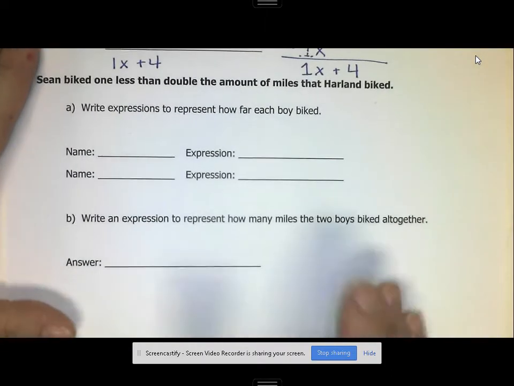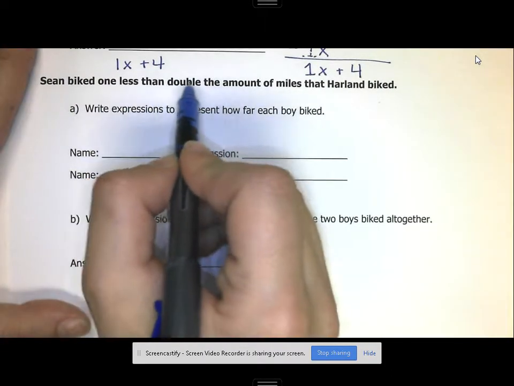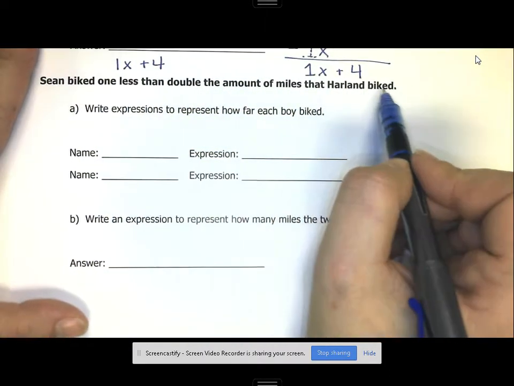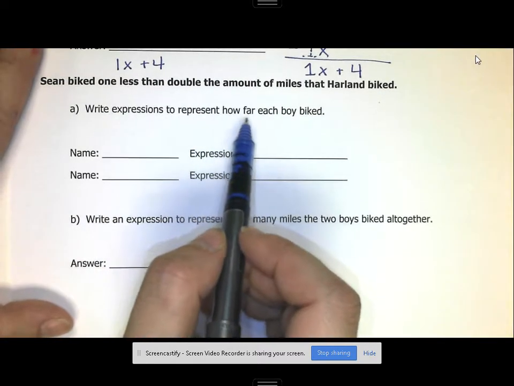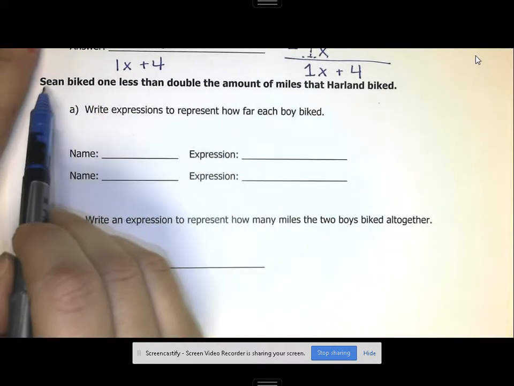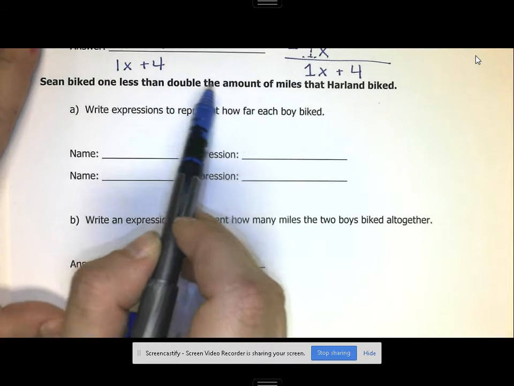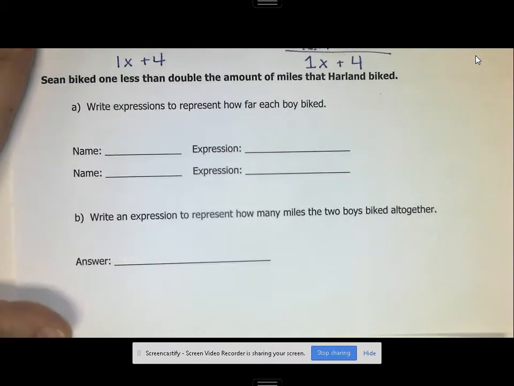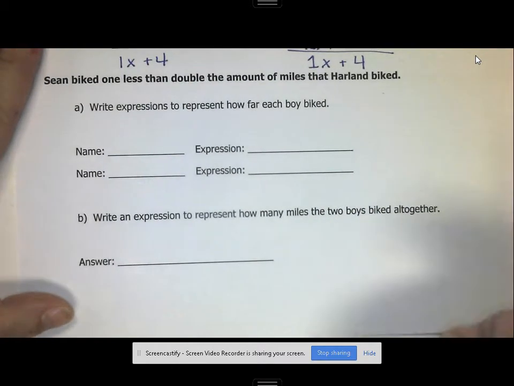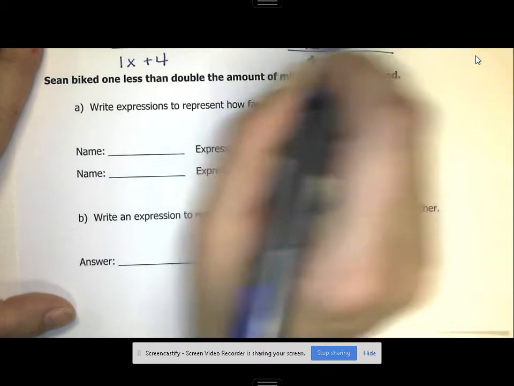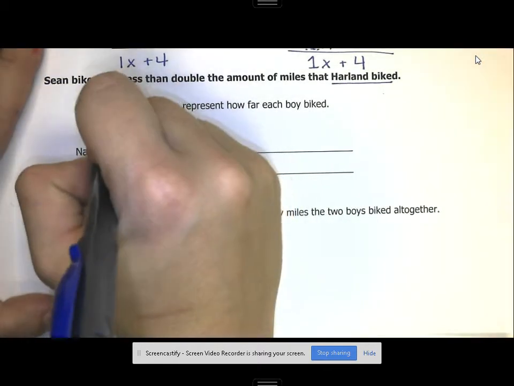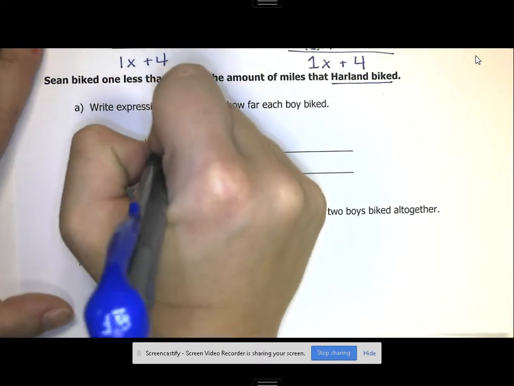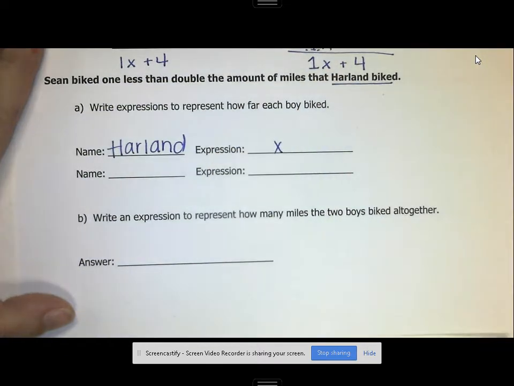Okay, last problem. Sean biked 1 less than double the amount of miles that Harlan biked. Write expressions to represent how far each boy biked. Now, Sean biked 1 less than double the amount of miles that Harlan biked. Who are we building off of? We're building off of Harlan to explain Sean. So Harlan is going to have to be X.